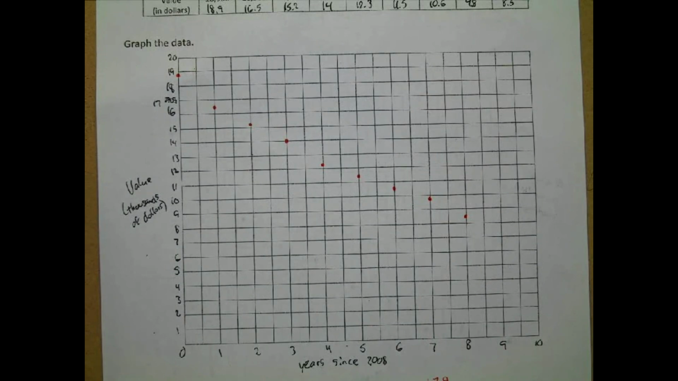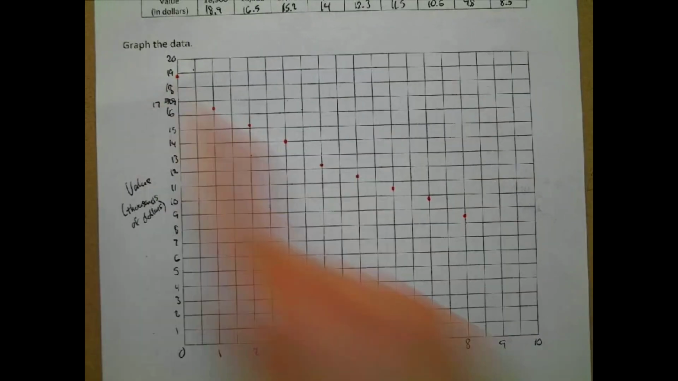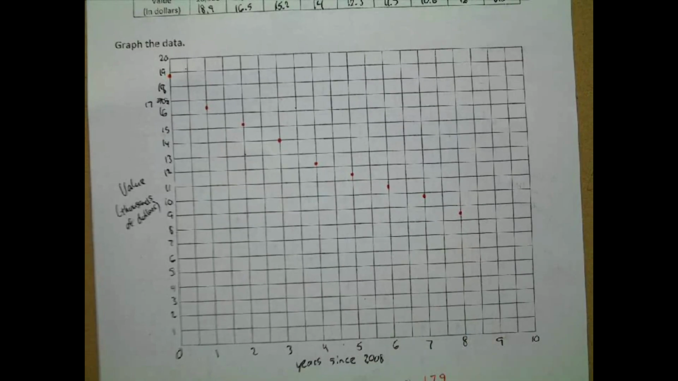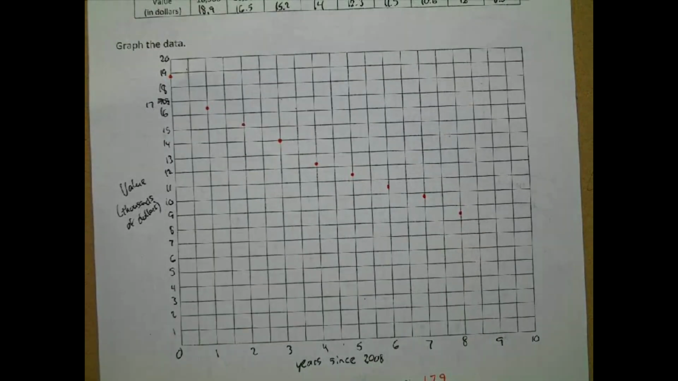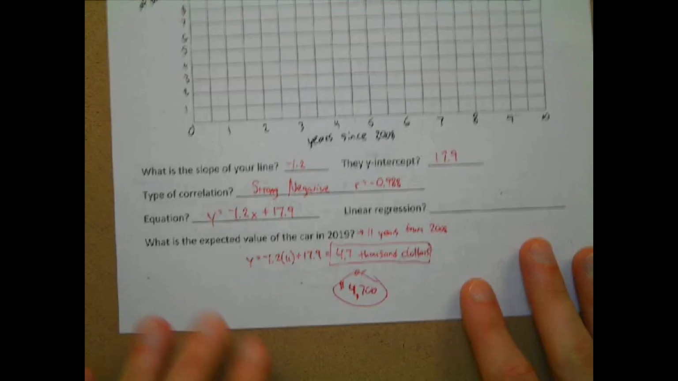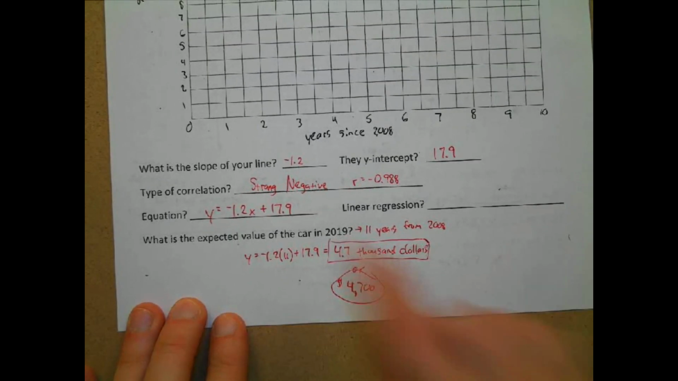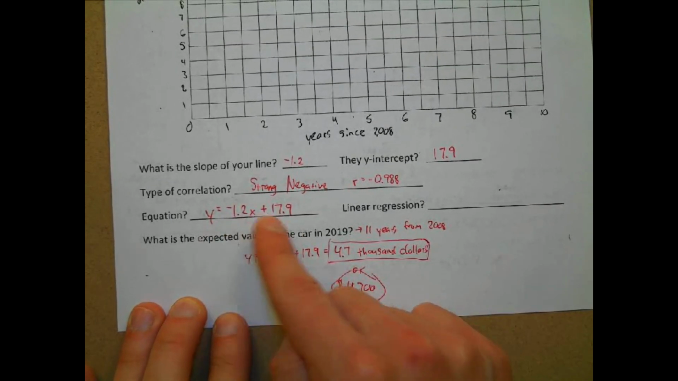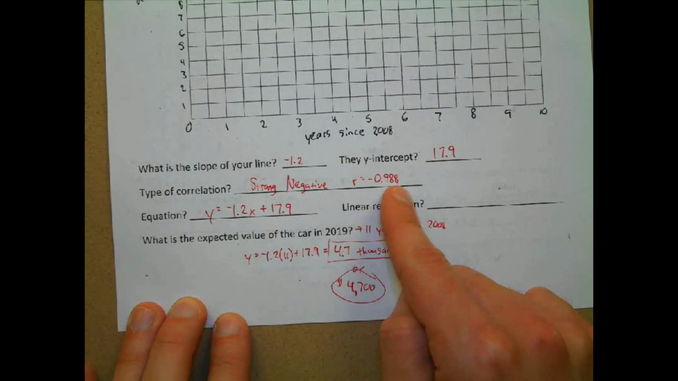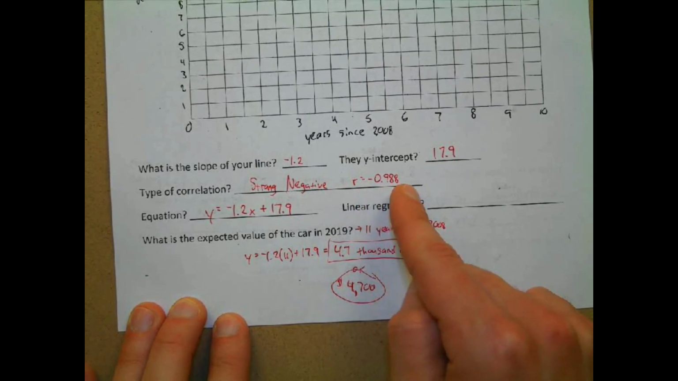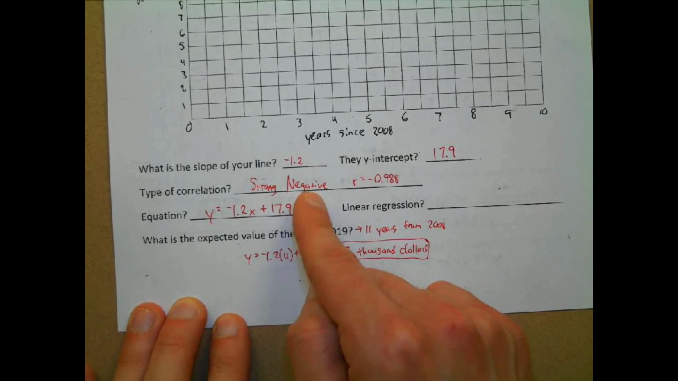This is going down, and it's very tightly packed around a single line, so that's why we're going to expect a strong negative correlation. In fact, when you do your line of best fit here, I got y equals negative 1.2x plus 17.9, and my r value is negative 0.988. That indicates a strong negative correlation there.